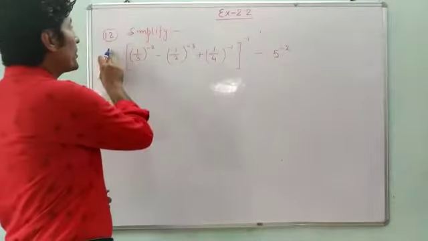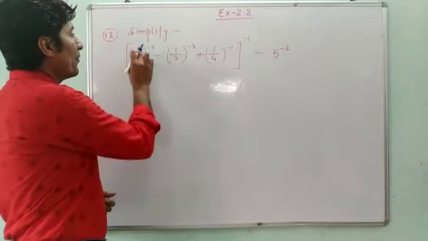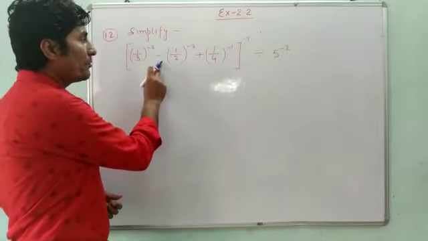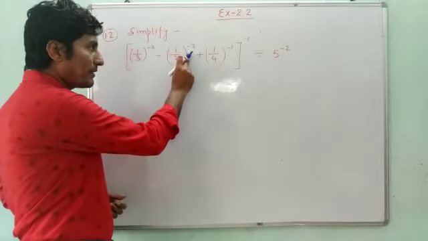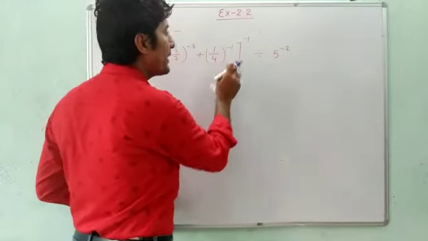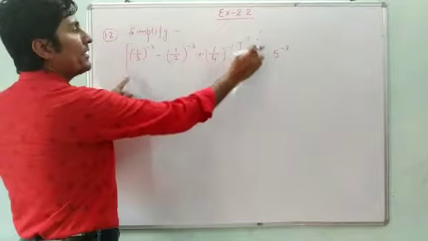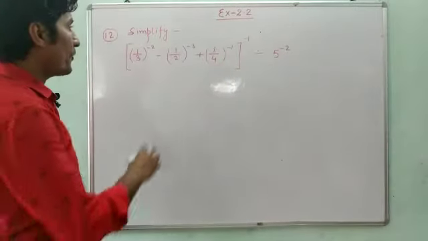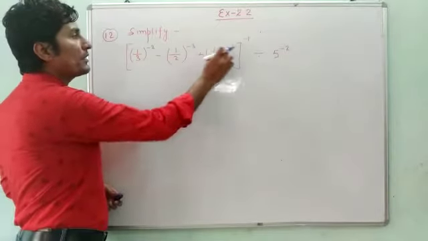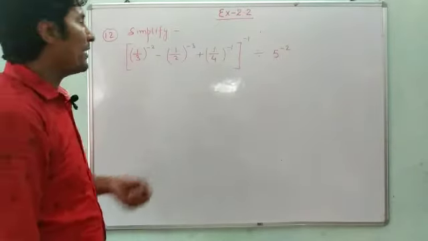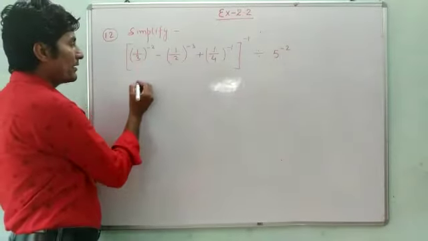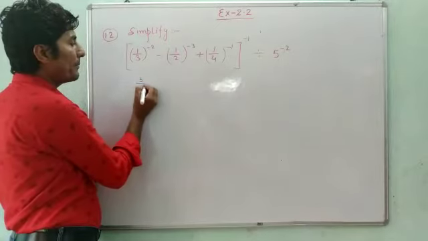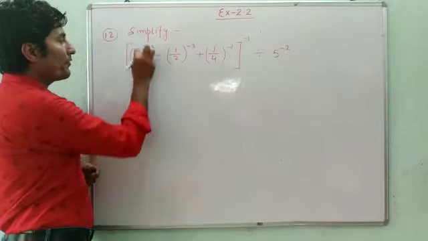Now let us see question number 12. Simplify 1 upon 3 to the power minus 2 minus 1 upon 2 to the power minus 3 plus 1 upon 4 to the power minus 1 and whole to the power minus 1 divided by 5 to the power minus 2. First of all, we have to convert these three negative exponents into positive exponents. Let us see how to convert. I have already explained in the previous question. We take the reciprocal of this one, 1 upon 3.